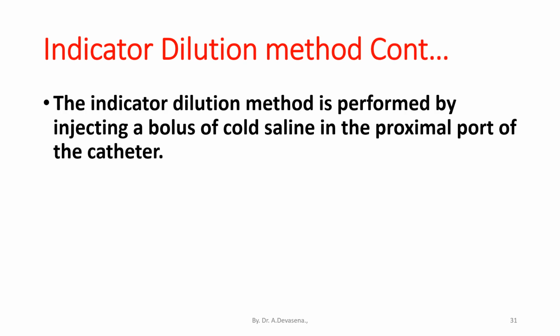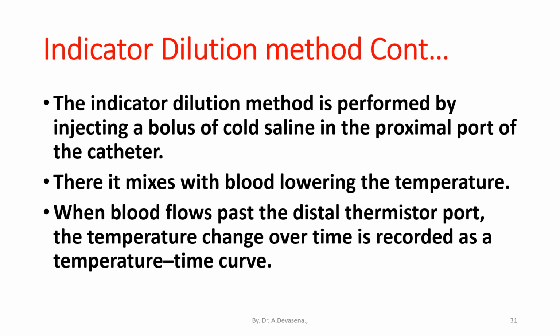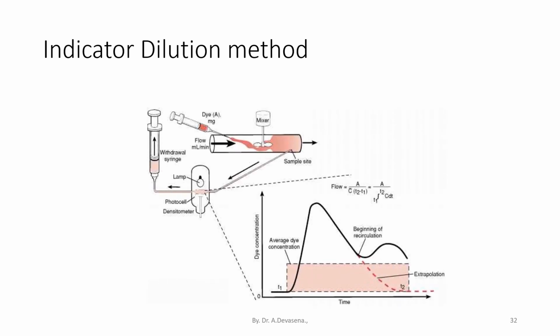The indicator dilution method is performed by injecting a bolus of cold saline in the proximal port of the catheter. There it mixes with the blood, lowering the temperature. When blood flows past the distal thermistor port, the temperature change over time is recorded as a temperature time curve. Indicator dilution method representation is shown below. Here we have the curve also.